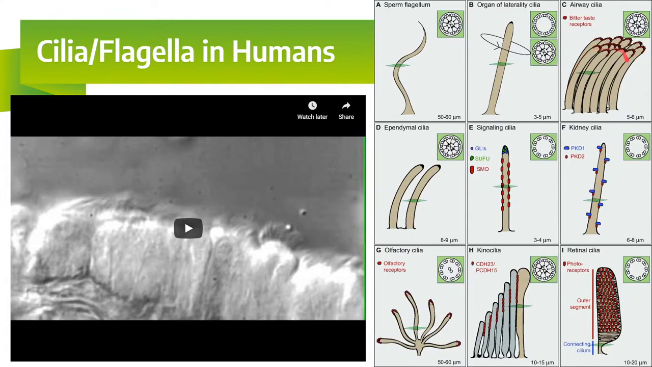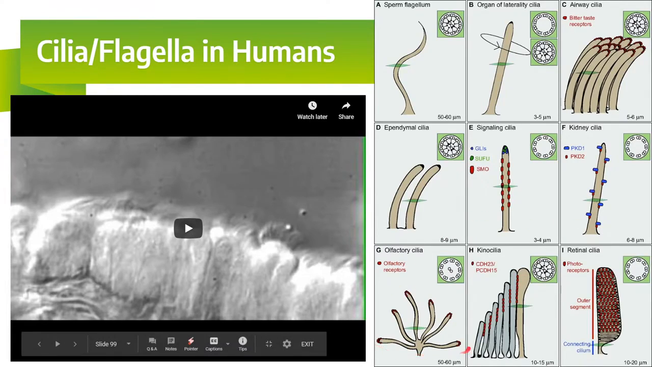Yes, the other example, for instance, here are airway cilia, which we just talked about. I don't know exactly, ependymal. Okay, kidney cilia, those here. Those that I mean. So there are some specific proteins on the surface of them that have a function in the big context of the kidney.